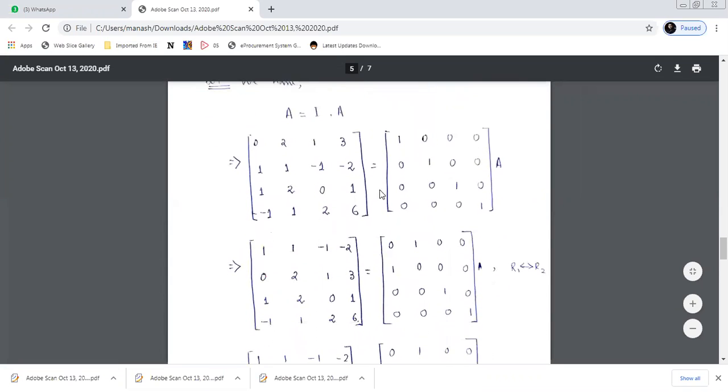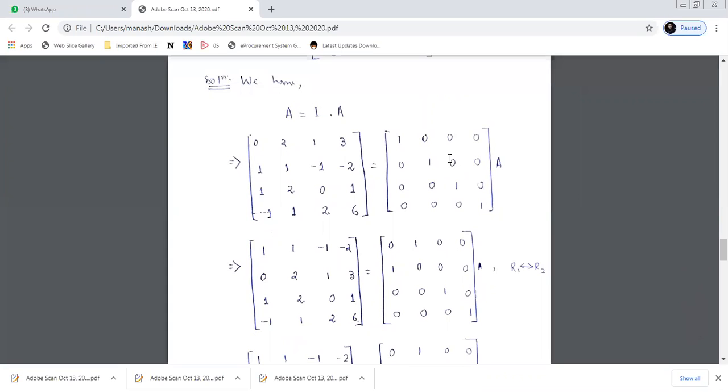So this one we write, this is the matrix A and this is the identity matrix I. So our first aim is you have to make this element equal to 1. You have to make this element equal to 1. Now come to the second row. See here, this is already 1.